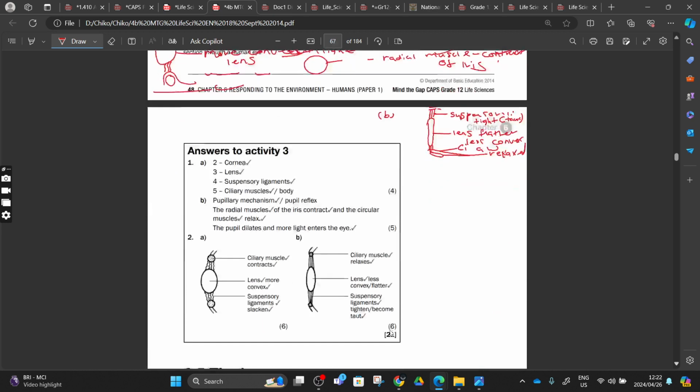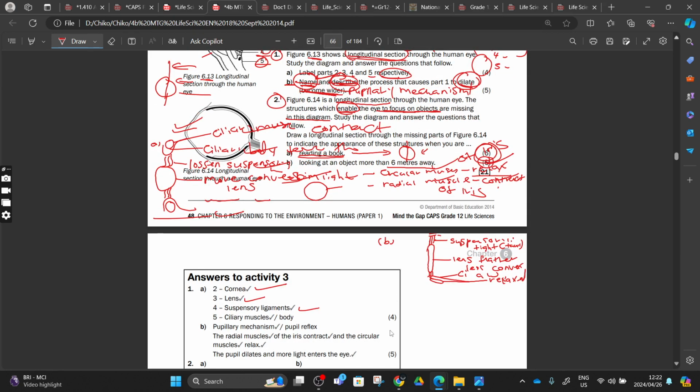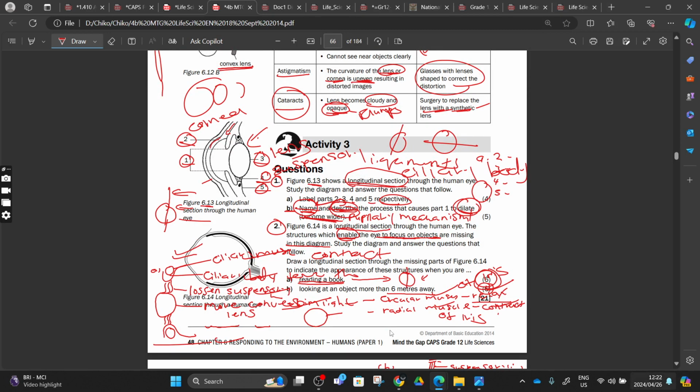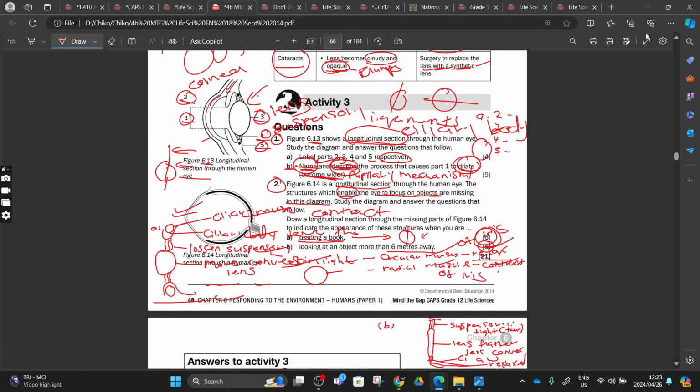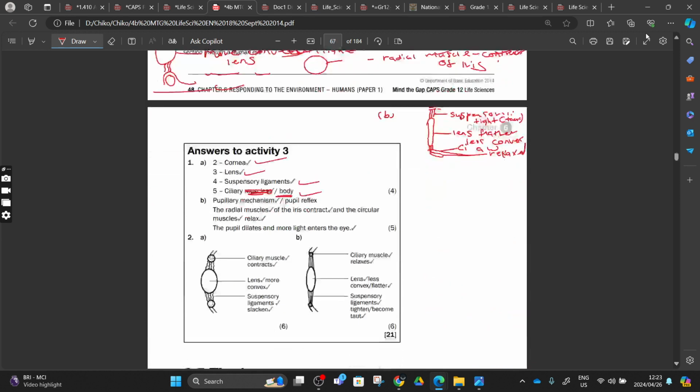So let's go to our memorandum and see it. Cornea, right? Lens there, we were defining that suspensory ligament there. We were dealing with this, right? Ciliary muscles, right, or ciliary body. Well, now you have to write ciliary body. That was a ciliary body, not ciliary muscles, right? We can correct this in the book here. This one, number 5, is a ciliary body there, not ciliary muscles.